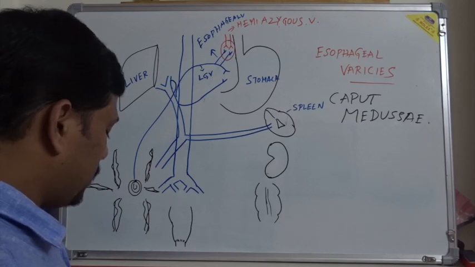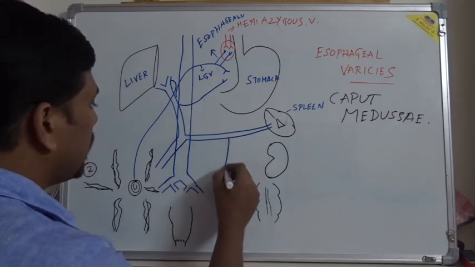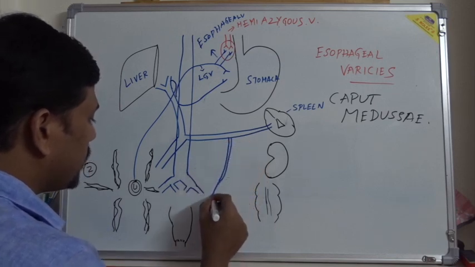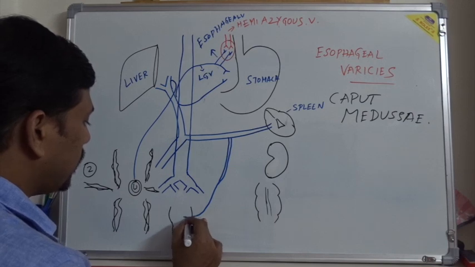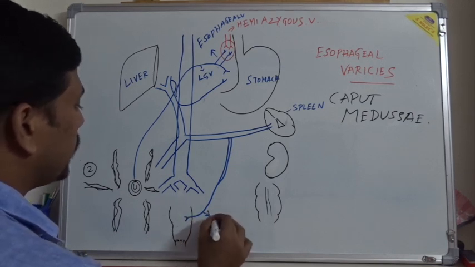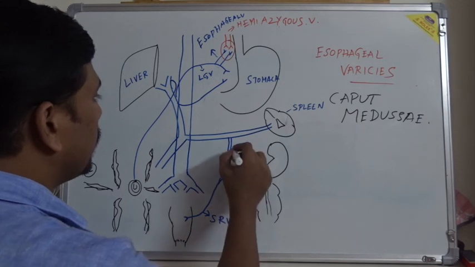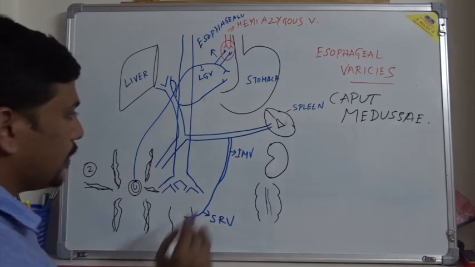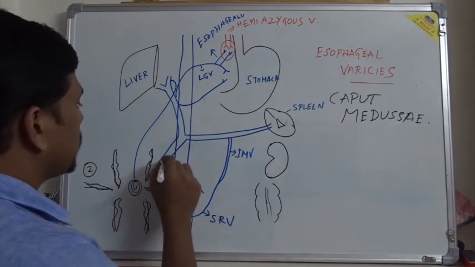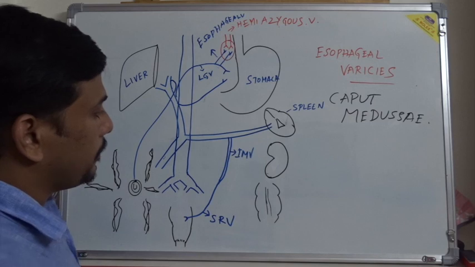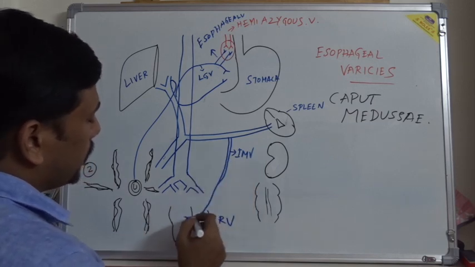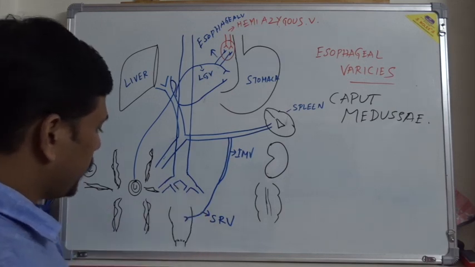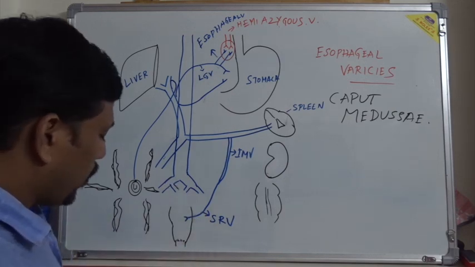The third one is quite important here. The splenic vein receives another important tributary, the inferior mesenteric vein, which is the continuation of the superior rectal vein. Sorry, the superior mesenteric vein is here, and this is the inferior mesenteric vein. The superior rectal vein drains the blood from the superior part of the rectum. This is part of the portal system.